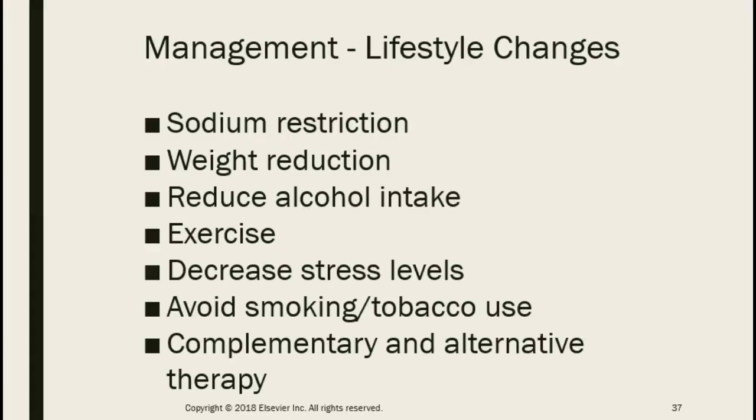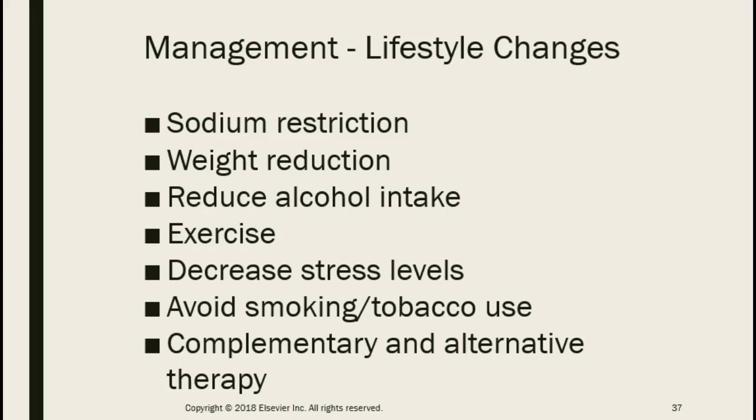Diet, so teaching patients how to restrict sodium. That's very, very difficult. It's hard to go out to eat. It's hard to eat any convenience foods out there. They're just loaded with sodium. So having a consult with a dietitian could be very important. Weight reduction, even a 10% weight reduction can significantly impact blood pressure.